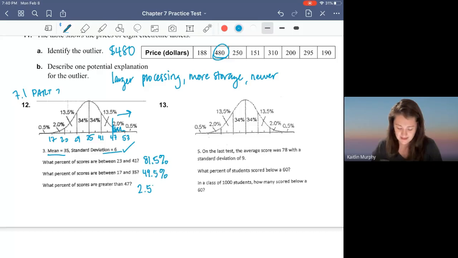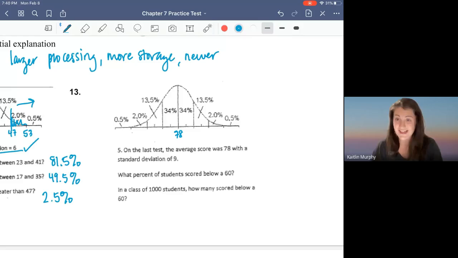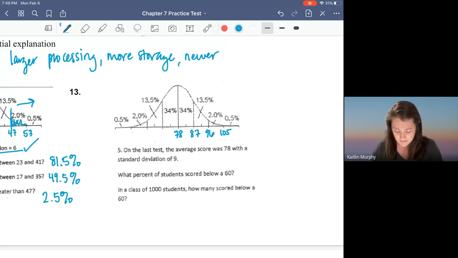Okay, on the last test, the average score was 78. I'm going to put that right in the middle. And the standard deviation was 9. So I'm going to go up and down by 9 at every one of those big tick marks. So if I go up by 9, that's going to put me at 87, and then 96, and then 105. I need to go down by 9. So if I need to go down by 9, I'll probably go down by 10 and then add 1. So that would put me at 69. If I had to go down by 9 again, that would be 60, and that would be 51.